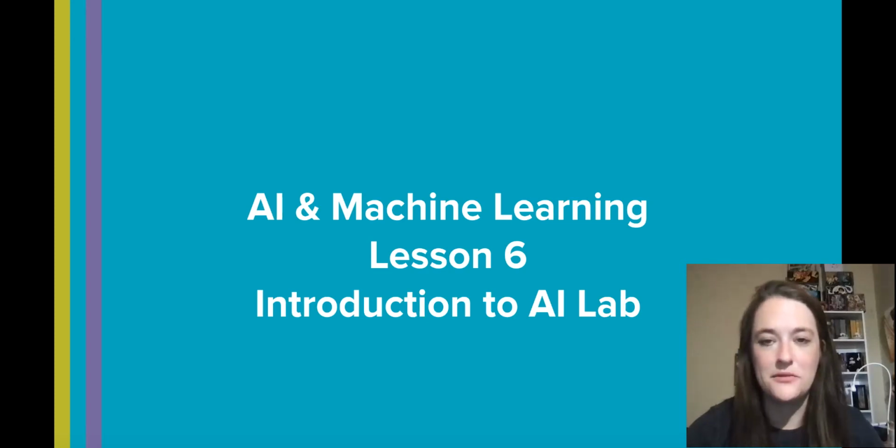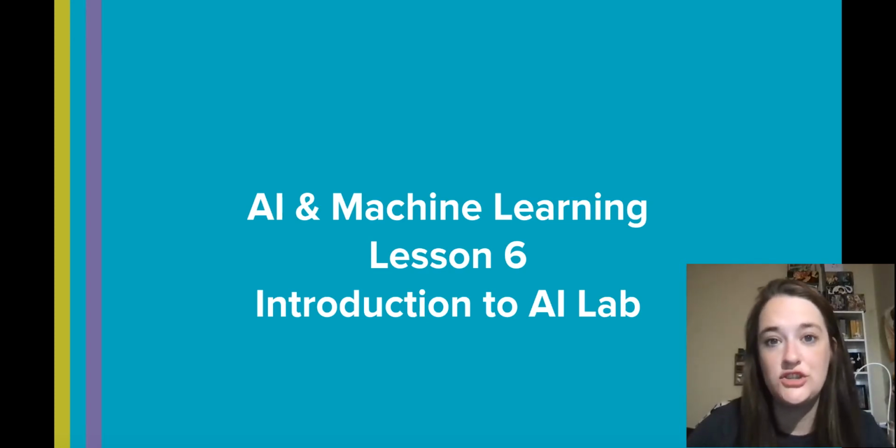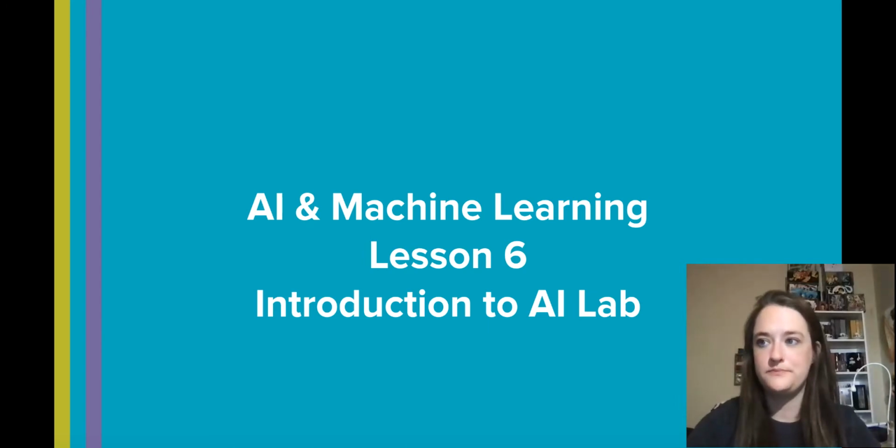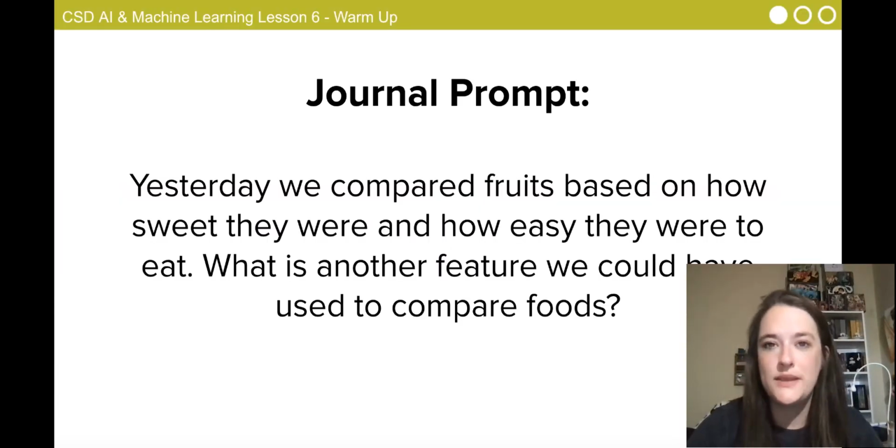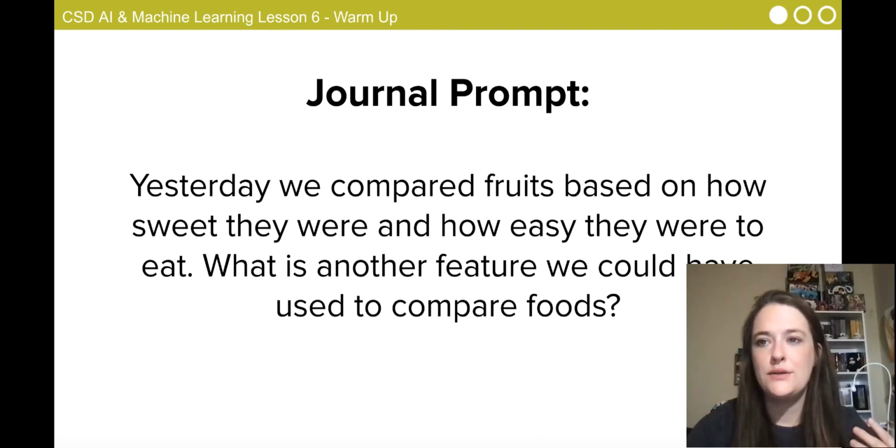In this lesson, we will have an introduction to AI Lab. So in the last lesson, we compared fruits based on how sweet and how easy they were to eat. What is another feature we could have used to compare foods? I want you to answer this in your journal, so pause the video and then come back once you've put this information in your journal.